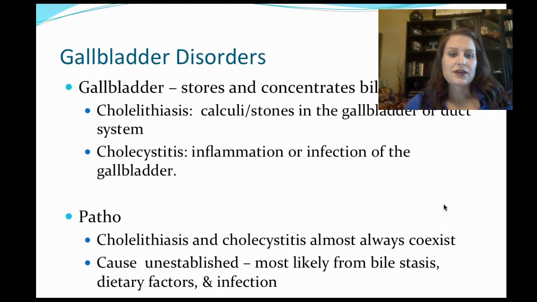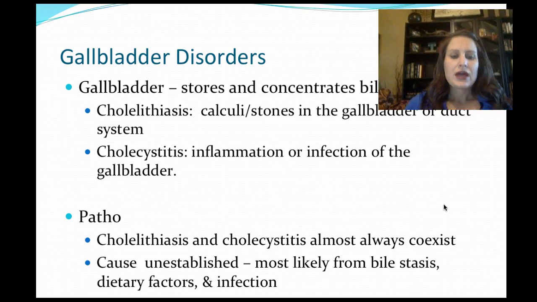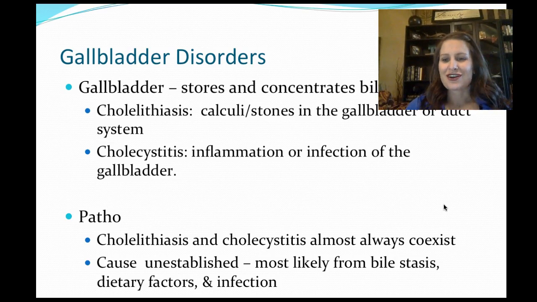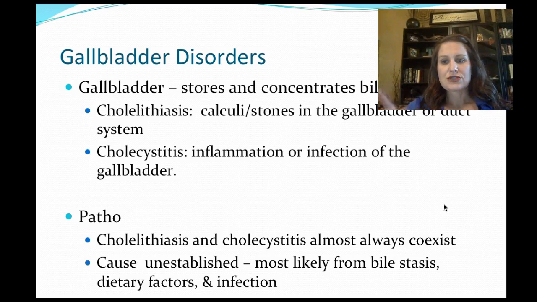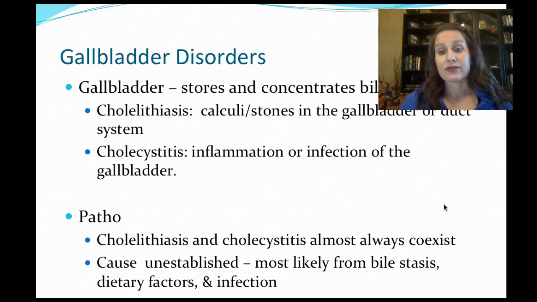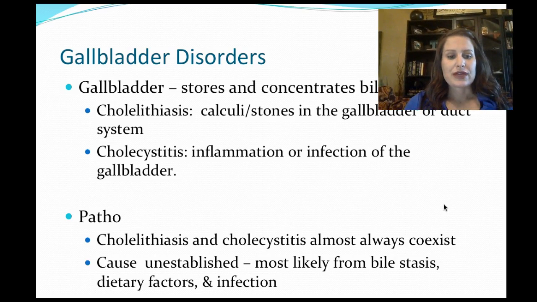Gallbladder diseases. So the gallbladder stores and concentrates bile. It's kind of right below the liver. Cholelithiasis or calculi, stones in the gallbladder or duct system. And then cholecystitis is an inflammation or infection of the gallbladder. You're typically going to see these two together. So if you have calculi and stones in the gallbladder, you're usually going to have inflammation as well. So these two disorders go hand in hand.